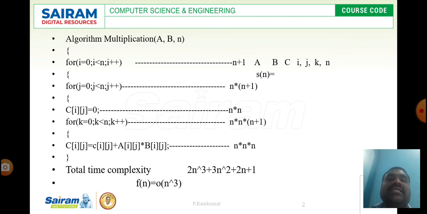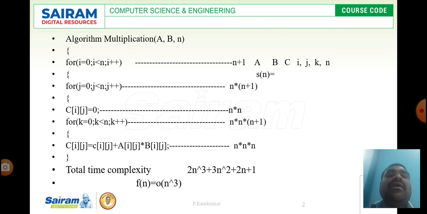In this case, you should remember one thing: if I am writing an algorithm and a variable is used on the left hand side and the same variable is used on the right hand side, then that variable must be initialized. Here, c of ij equal to c of ij plus a star b. C of ij is used on the left hand side as well as the right hand side, so I am initializing the variable.